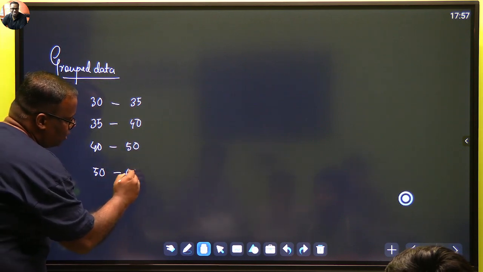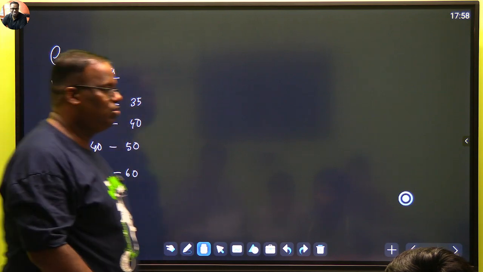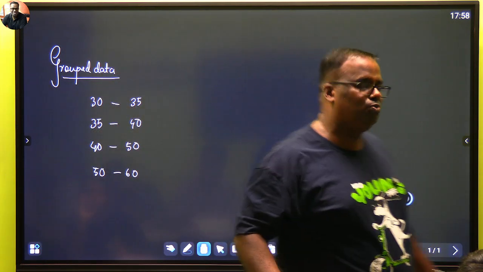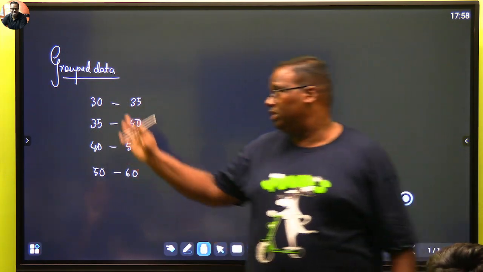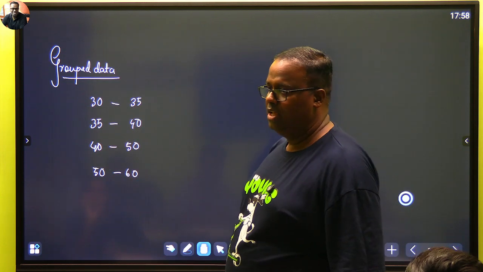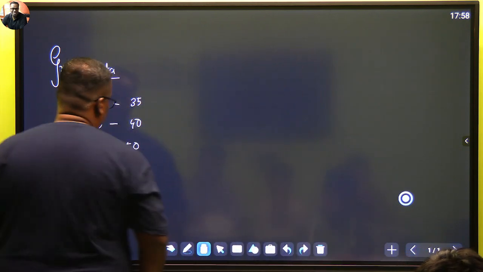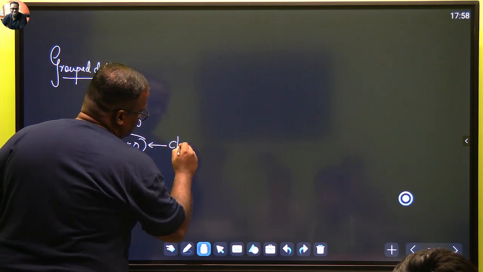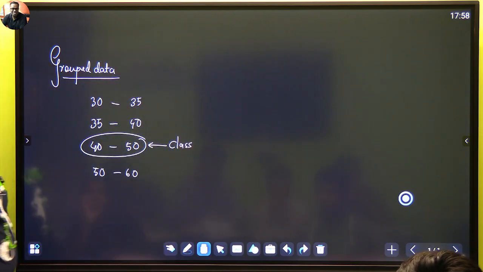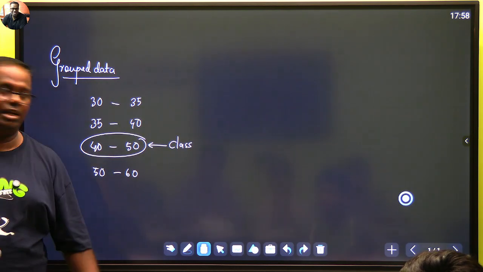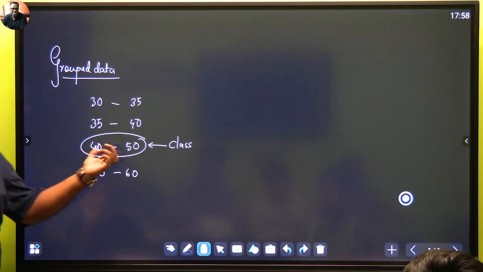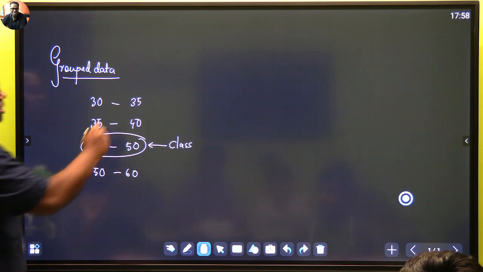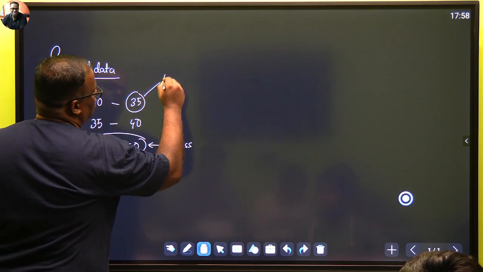Why am I saying all this? When children get to grade 10 also, they will not remember these things. They just do problems. सीखो ऐसे. So this is called group data. And in this group data, any of this is known as a class. यहां से आप समझना शुरू करो. इसे हम क्या बोलते हैं? क्लास बोलते हैं, राइट.